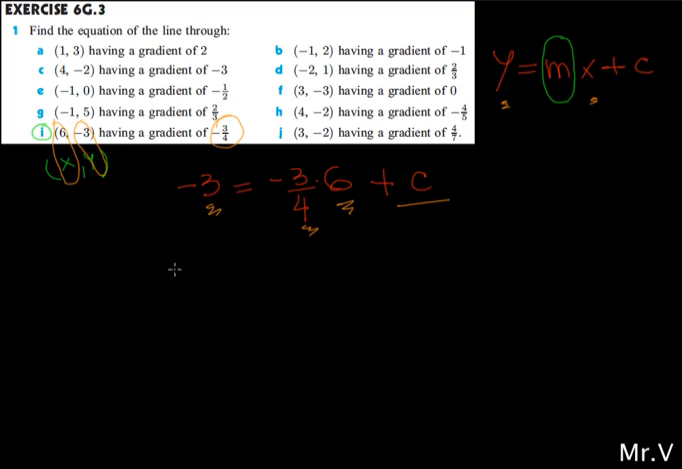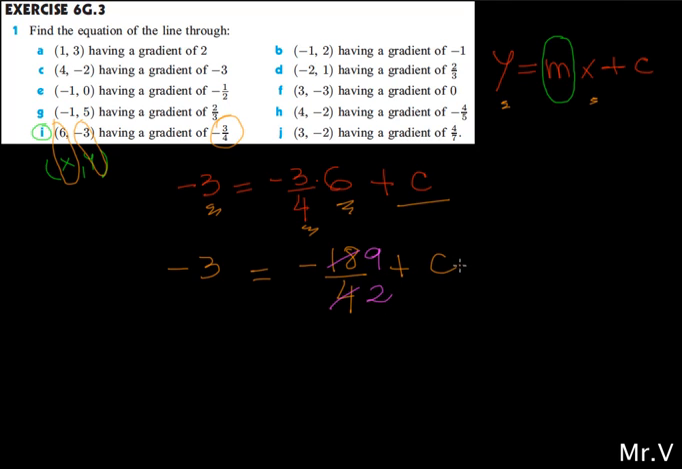On this side there's nothing that I have to do, so just leave it -3, and here I have a product of a fraction and a number. So -3 times 6 becomes -18 over 4, plus c. Remember that you always have to simplify any fraction that you have. So, can this fraction be simplified? Yes. The highest common factor is 2, and I should have -9 over 2.